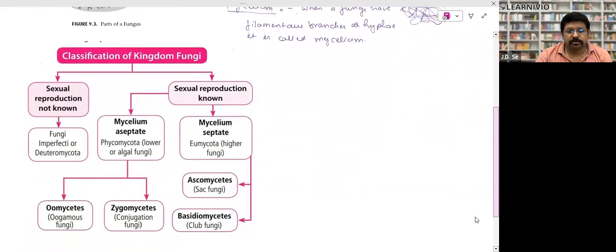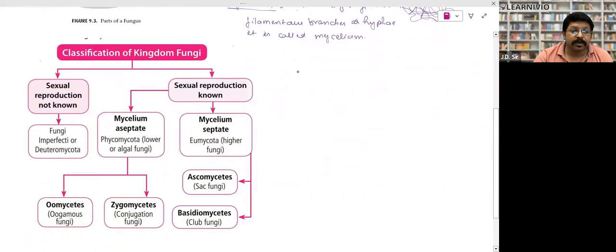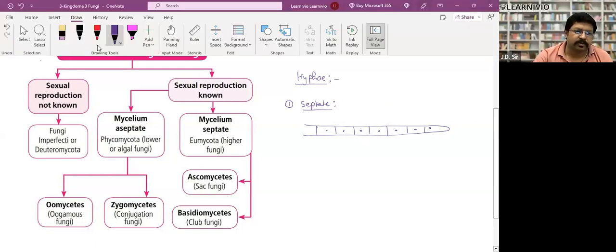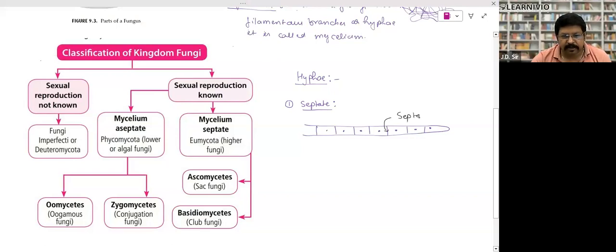One more thing I want to tell you about hypha, and you need to keep it in mind. There are hypha called septate hypha. What is septate hypha? Septate hypha look like this one. This is a hypha, and this hypha has some septa, meaning partitions. Every compartment is like a cell, and every cell will have a nucleus, right? These vertical structures are called septa.